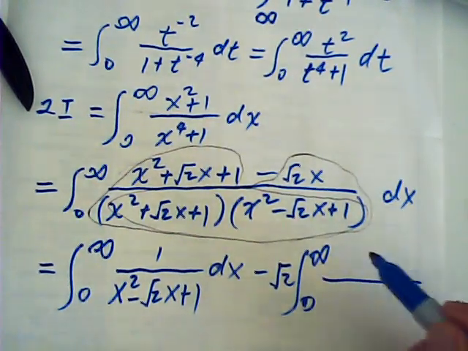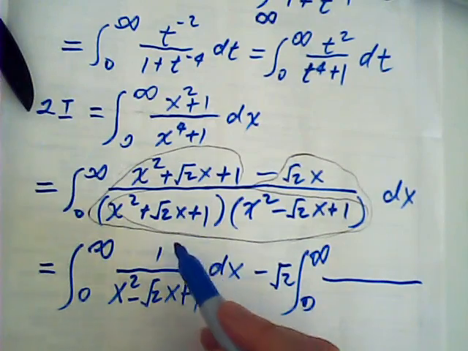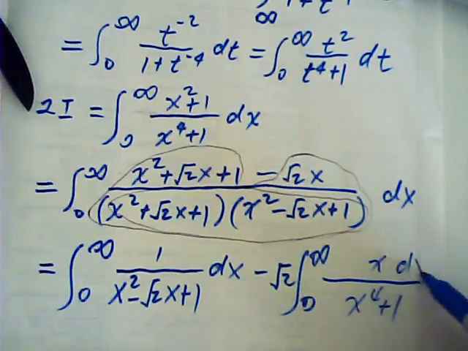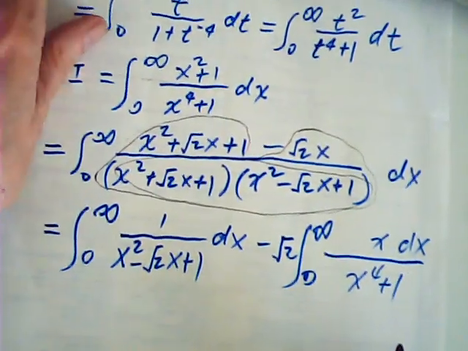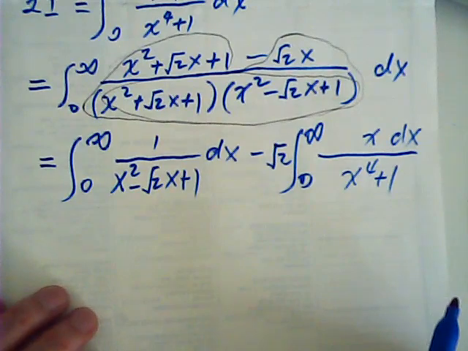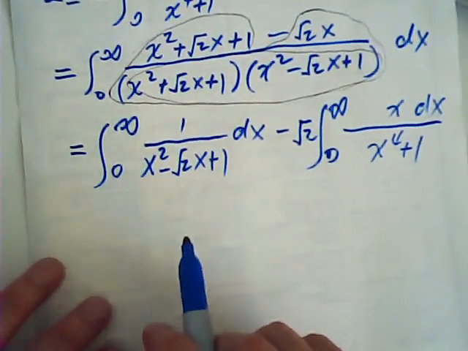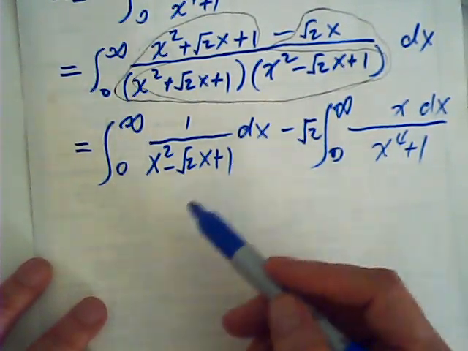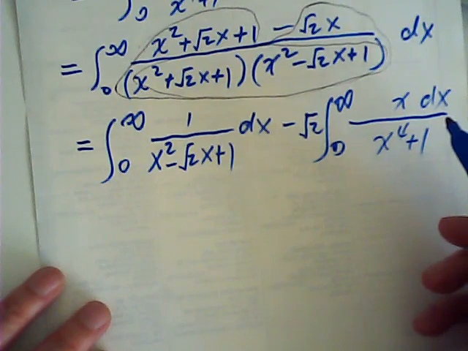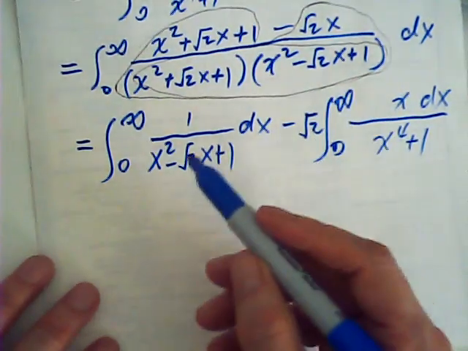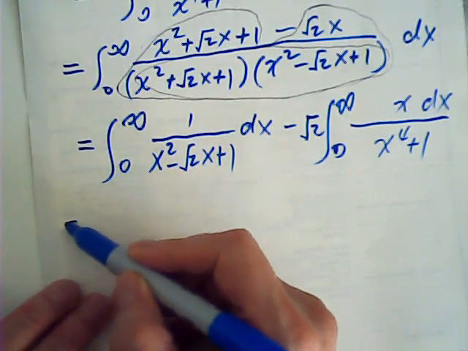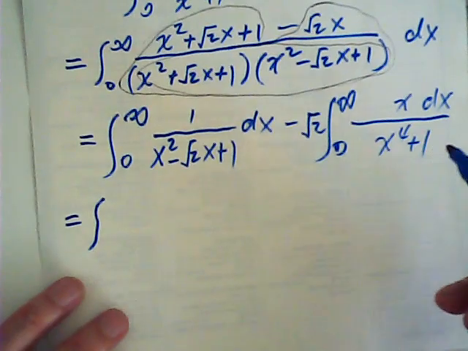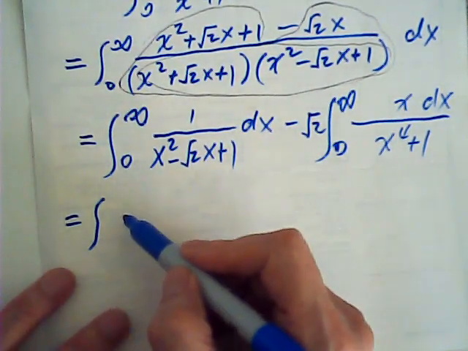Now this over that, I change back to x to the fourth plus 1, right? And x dx. Yeah. Okay, so far so good. And this one, now this is rather obvious that we are using the complete square for the tangent. Okay, now let me do that one.